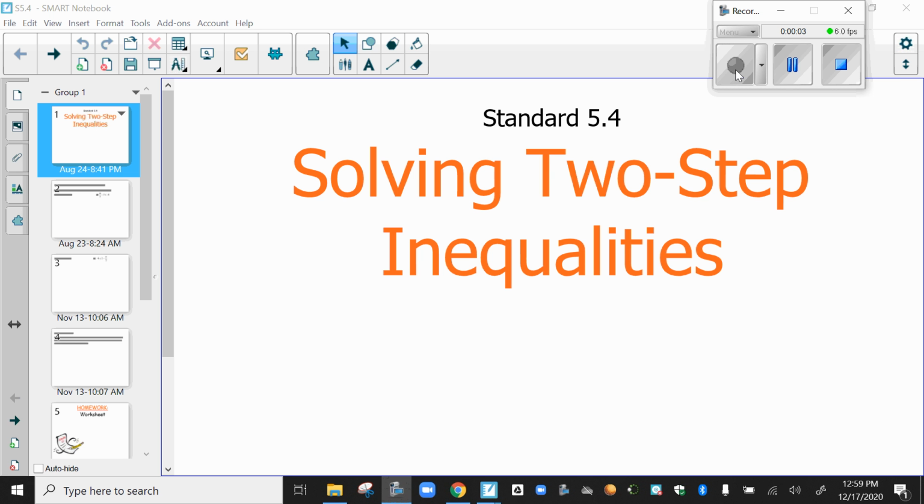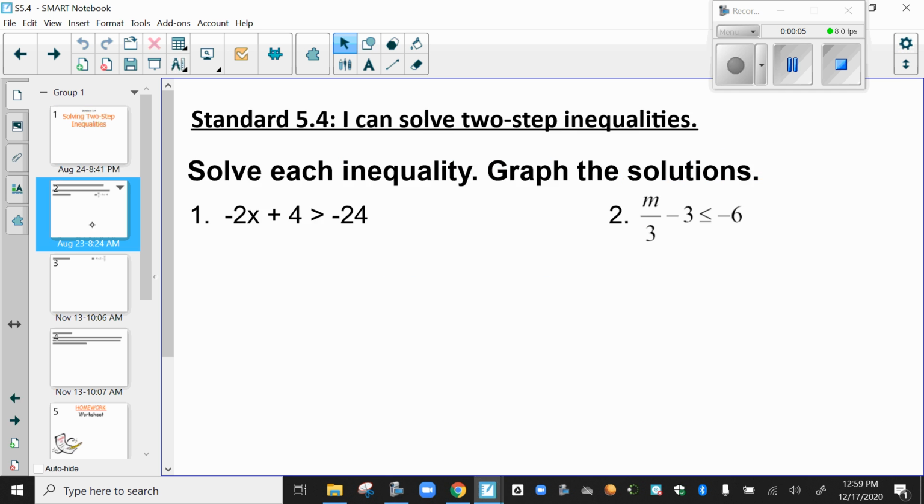Hello, back again for Standard 5.4, solving two-step inequalities. Standard 5.4, excuse me. I can solve two-step inequalities. Solve each inequality, graph the solution.